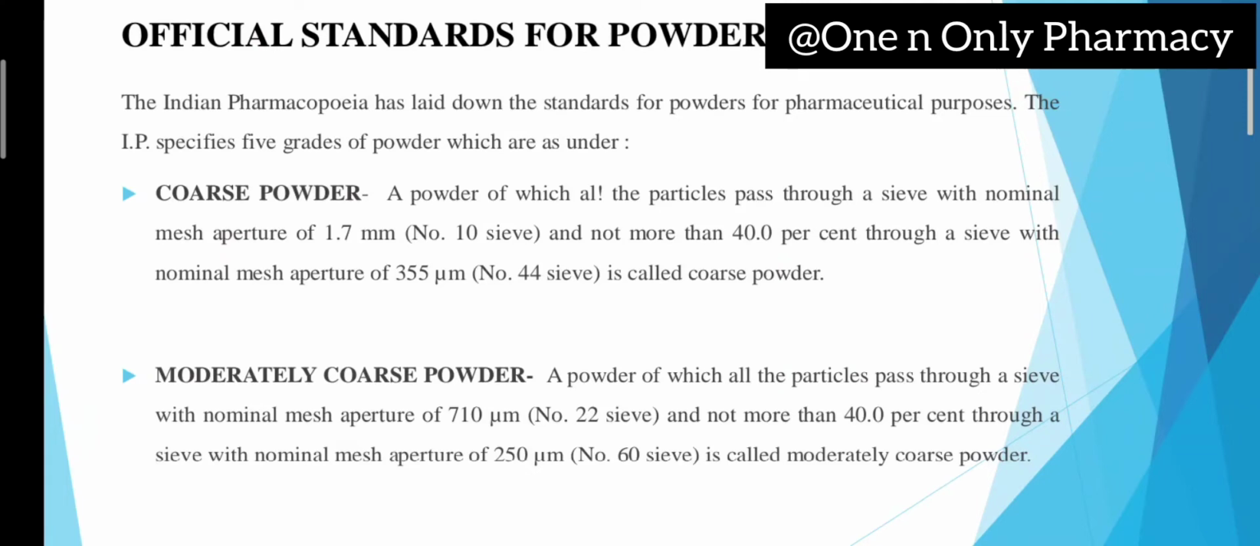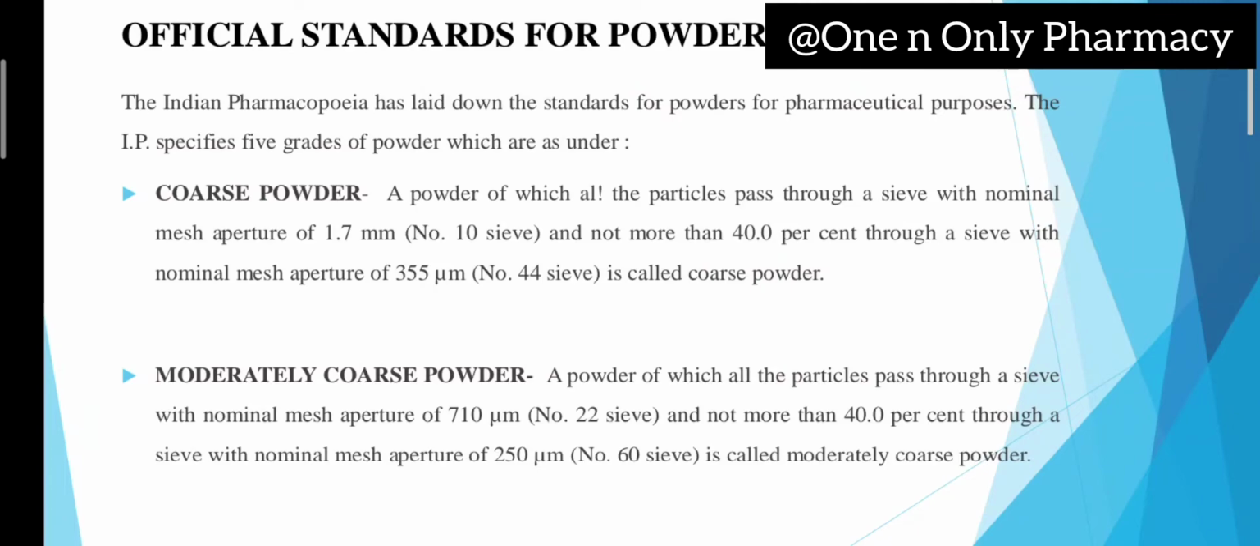Moderately coarse powder: a powder of which all particles pass through a sieve with nominal mesh aperture 710 micrometer, number 22 sieve, and not more than 40% through a sieve with a nominal mesh aperture of 250 micrometer, number 60 sieve, is called a moderately coarse powder. Coarse powder means the highest size of powder. Moderately coarse means less than coarse powder.